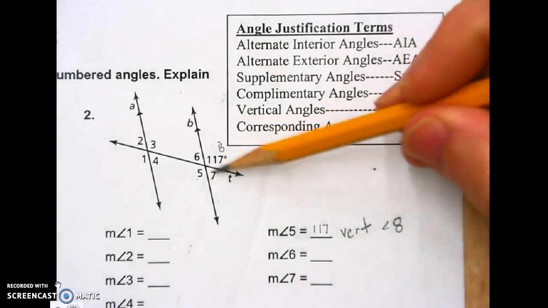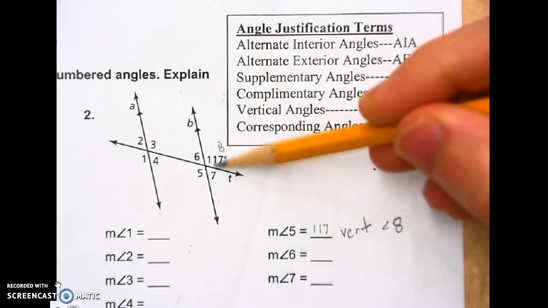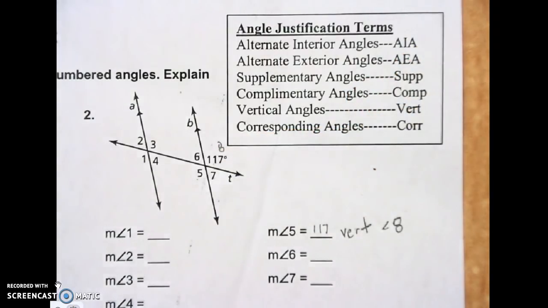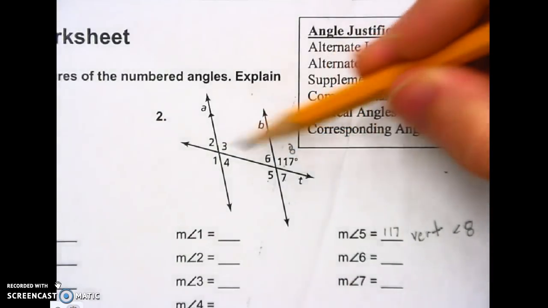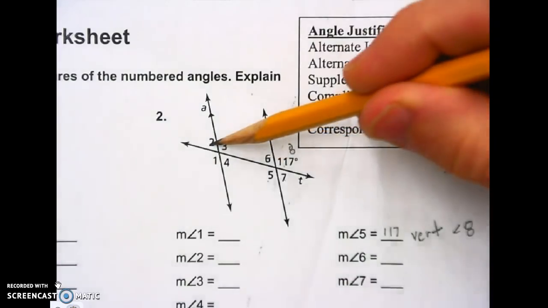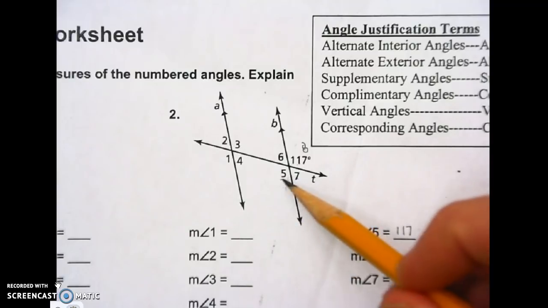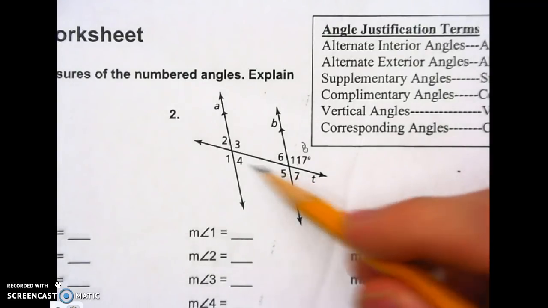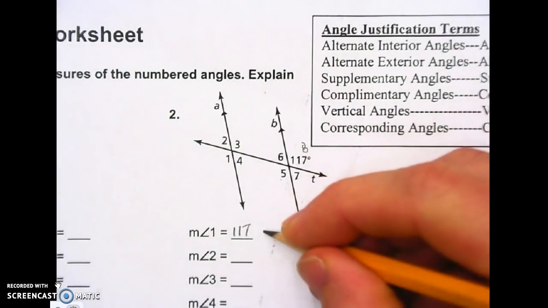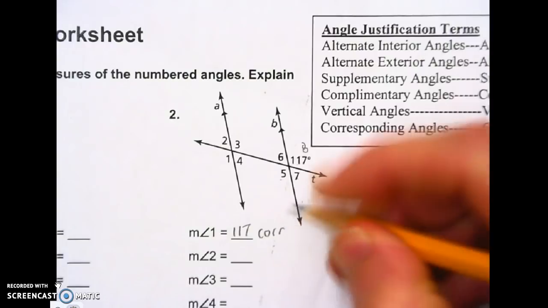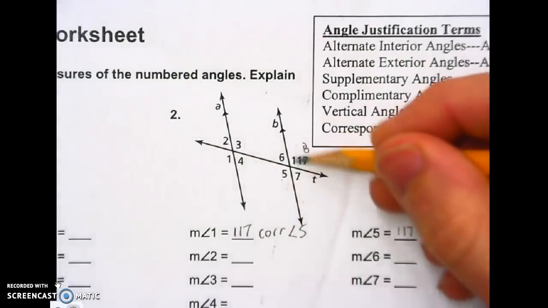You could also do these ones and say supplementary with angle 8 for 6 and 7, because those two add up to 180 degrees. And what I like to do, just a reminder, is then correspond each one of these over to the other crossing. So like 6 goes with 2. So for angle 2, or let's do angle 5 since we know angle 5. Angle 5 and 1 are the same angle, so I'd put angle 117 here, and I'd say corresponding with angle 5. I'd probably put corresponding on all of these ones, just correspond it back to the intersection you already know.